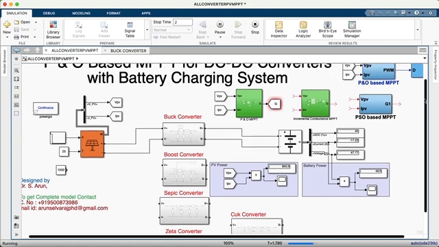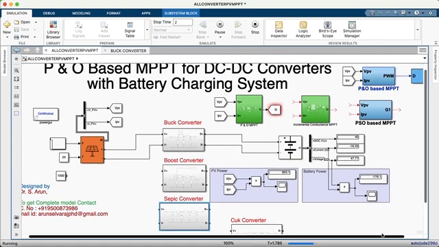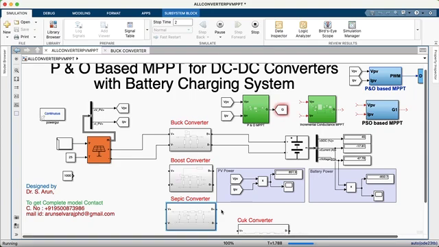I have designed all five converters: the boost converter based MPPT, and also the SEPIC converter, Zeta converter, and Cuk converter. All the converters are used to integrate to the battery system.